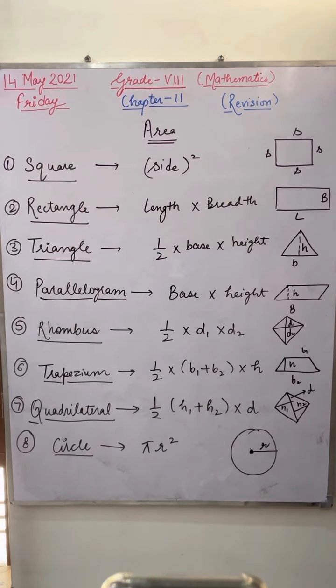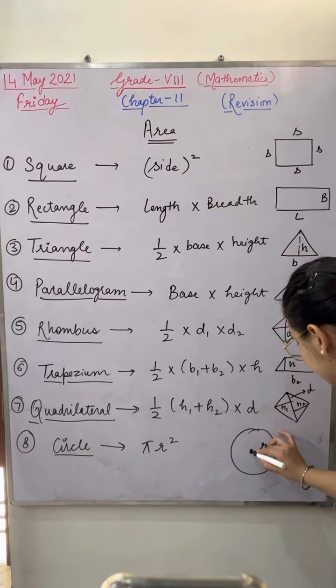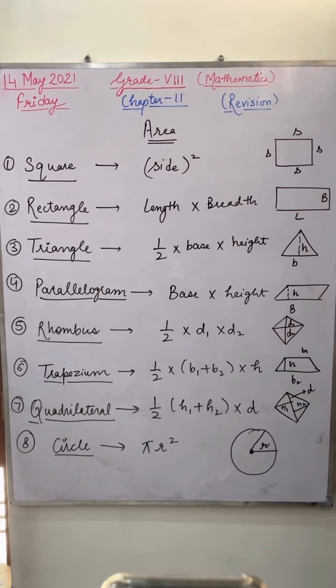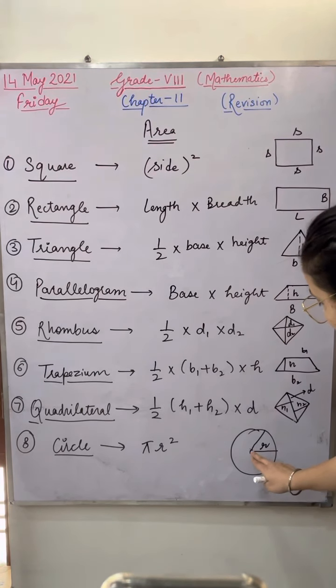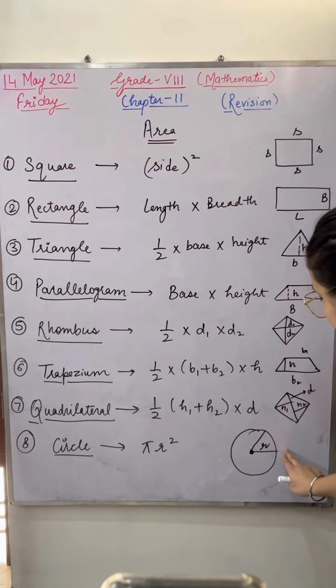This is known as radius. This is also a radius. If I draw this here, this is also a radius. From the center point to any point on the circle is known as radius.